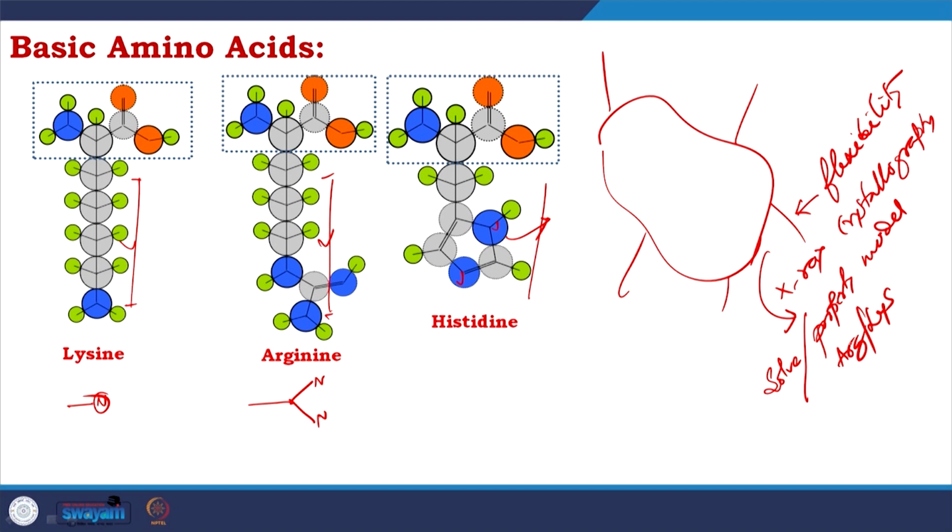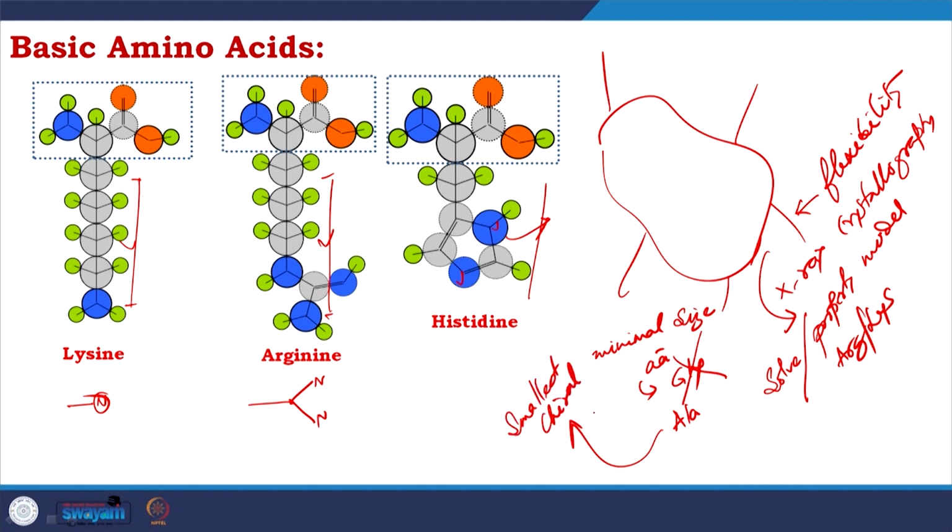So, what do we do? We model it with the minimal size amino acid, which is glycine, right? No. We do it with alanine. Why? Because alanine is the smallest chiral amino acid. So, we want to model at least the chirality. When we are not able to model lysine or arginine, we model it as alanine.